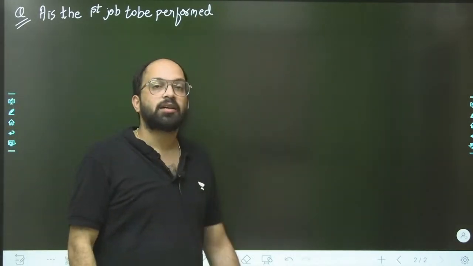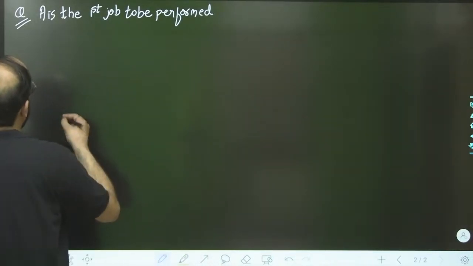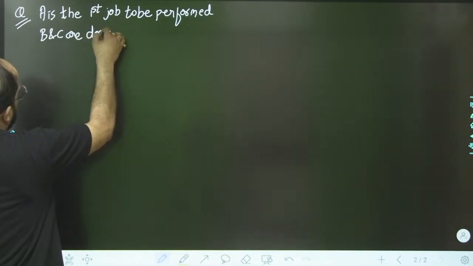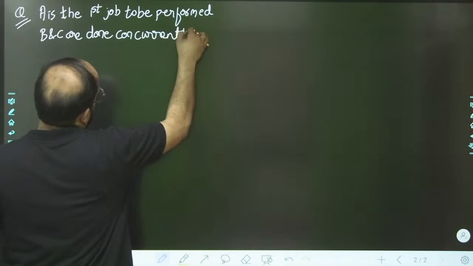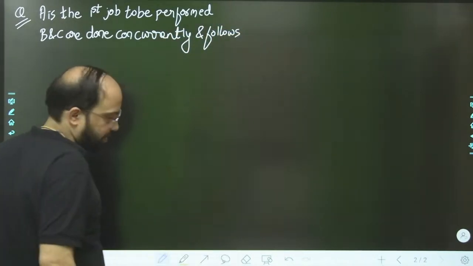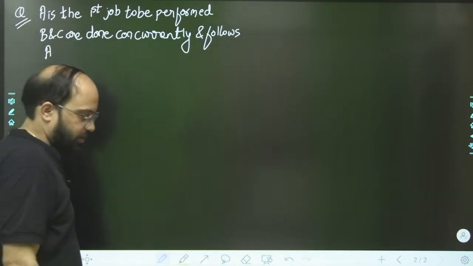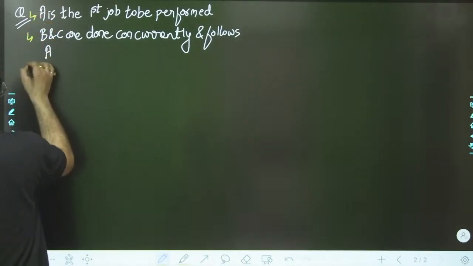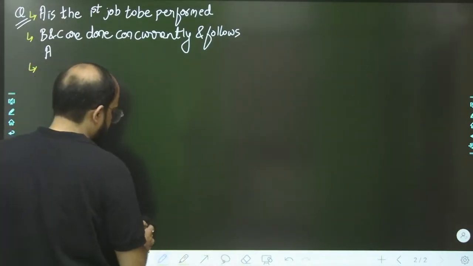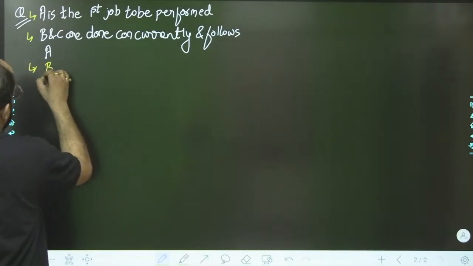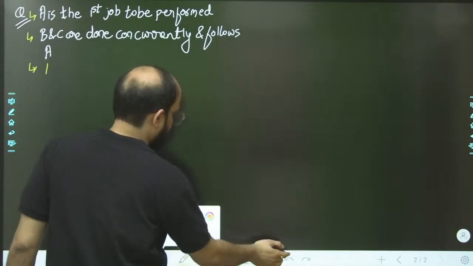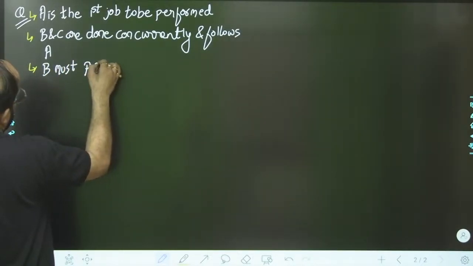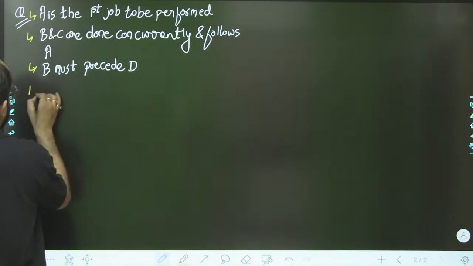Next statement is that B and C are done concurrently and follow A. Next statement says that B must precede D.